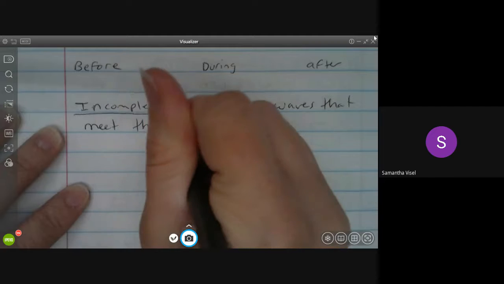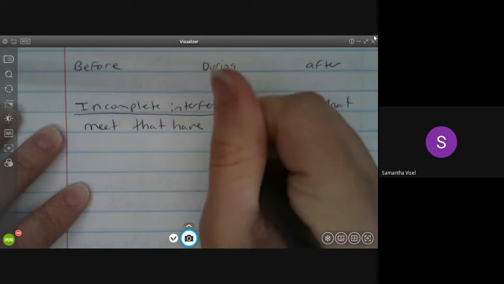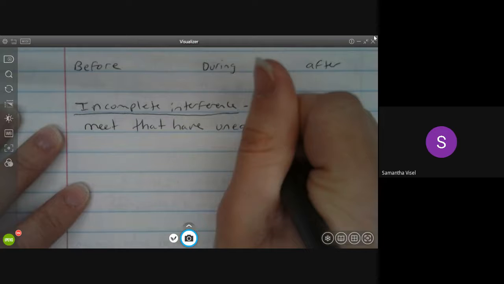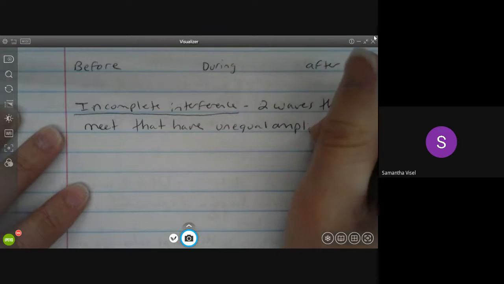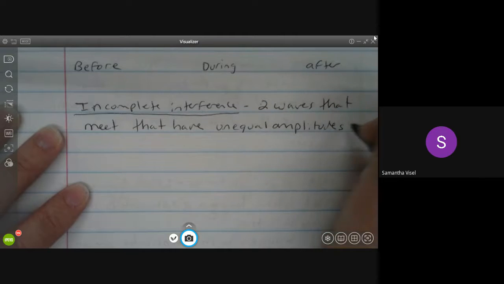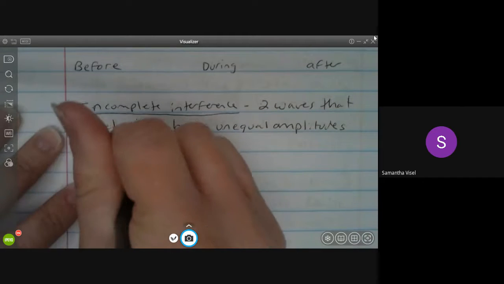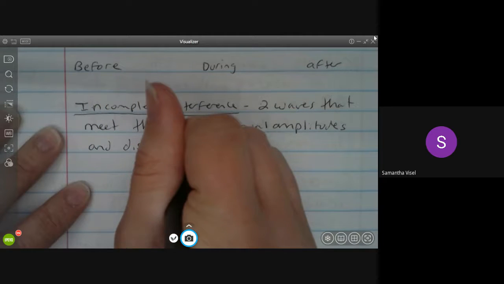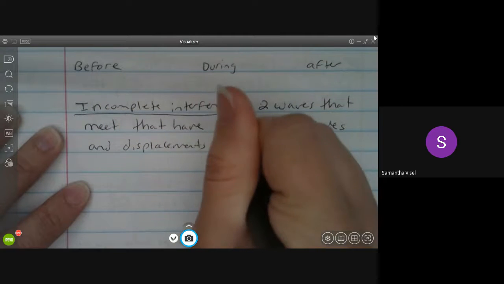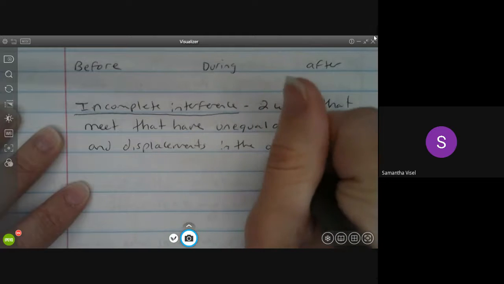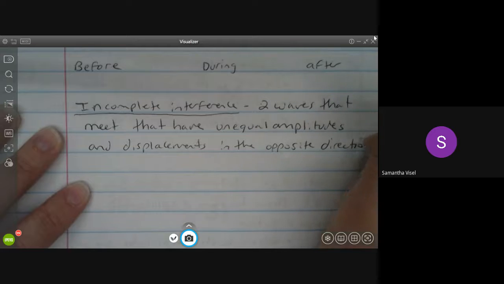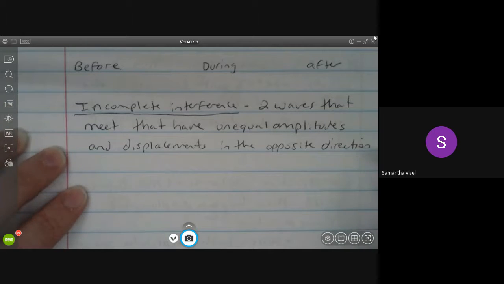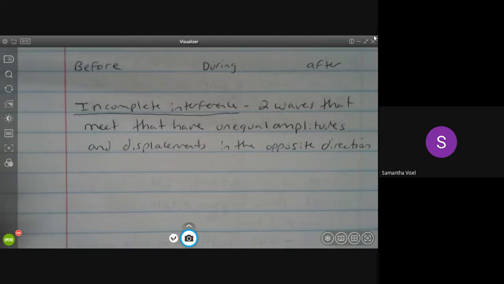This happens when we have two waves that meet that have unequal amplitudes and displacements in the opposite direction. So two waves that meet that have unequal amplitudes and displacements that are in the opposite direction.